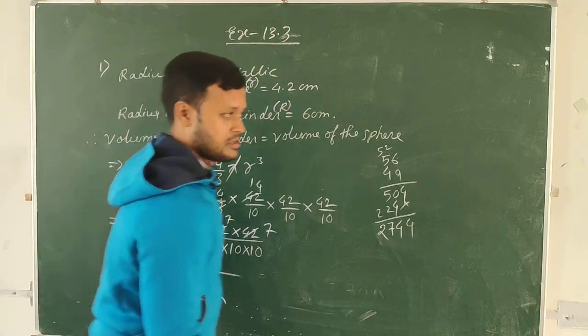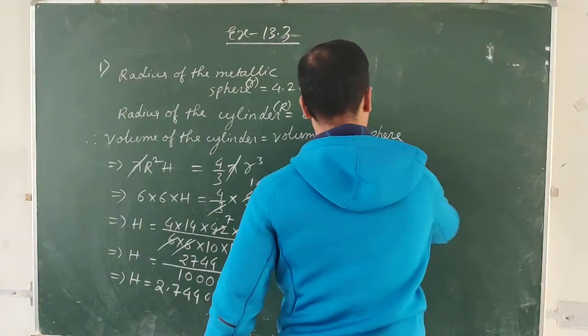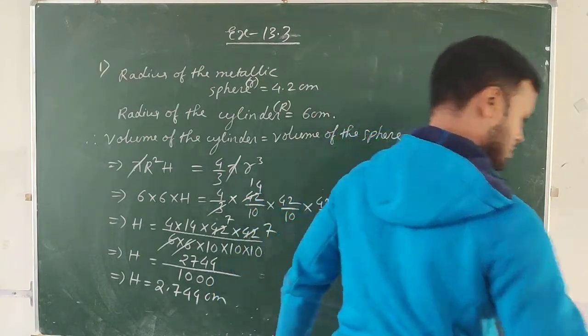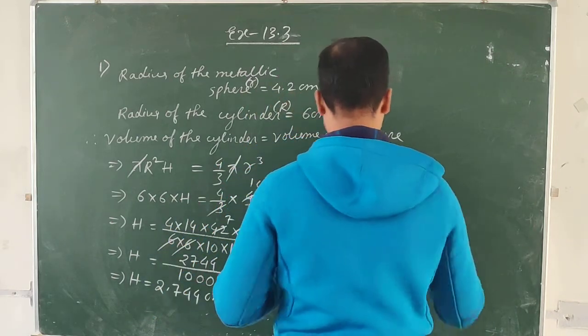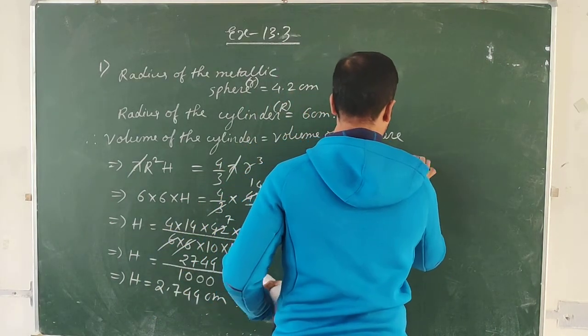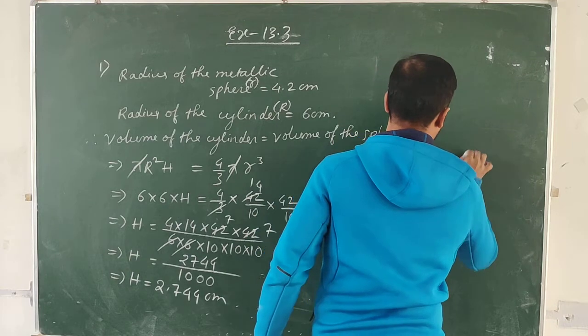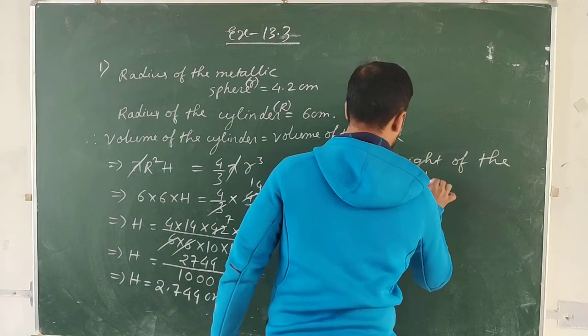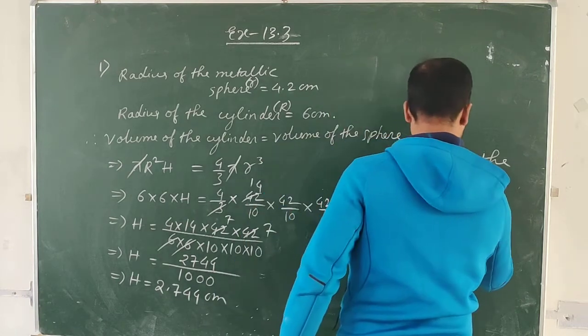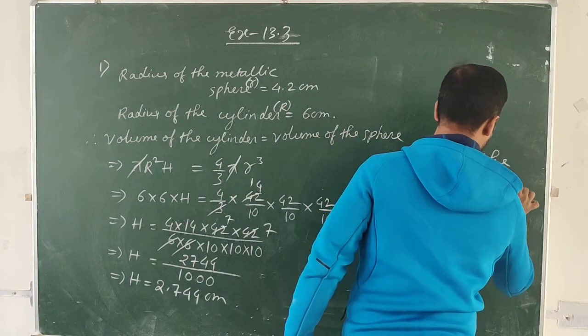Therefore, height of the cylinder is equal to 2.744.